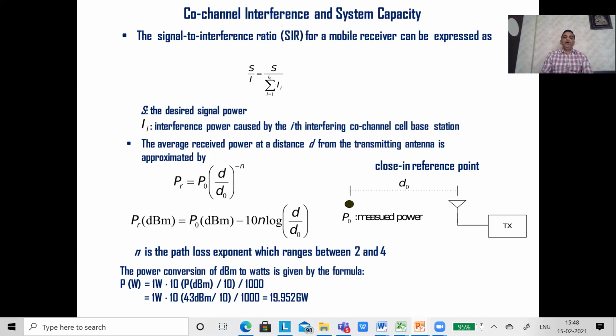If we want to convert this received power in dBm into the power in watt, then we can convert it by making use of the expression given below on this slide. That is PW equal to 1 watt multiplied by 10 raised to the bracket 43 dBm divided by 10, bracket complete, divided by 1000, that will give you 19.9526 watt. So this is the conversion of 43 dBm in terms of 19.9 watt.